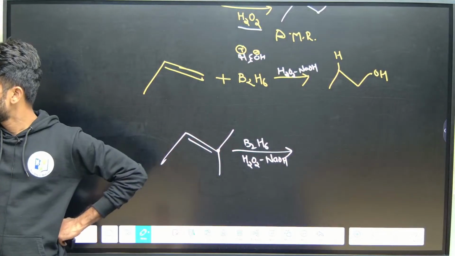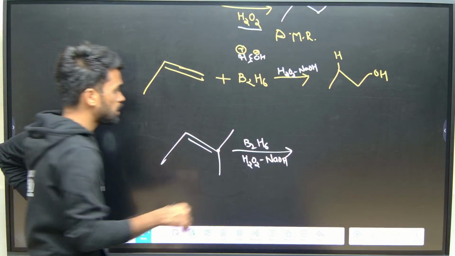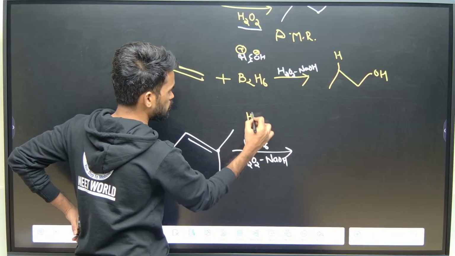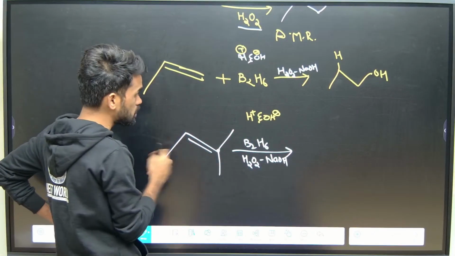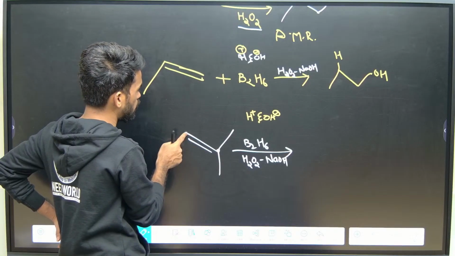Okay, so now tell me here, you need to add B2H6 and H2O2, NaOH. So what will be the product formed? What type of product will it be giving? Tell me. So very easy. You need to add H plus and OH minus. So where do H plus and OH minus go on this? See, wherever we have more number of hydrogens.